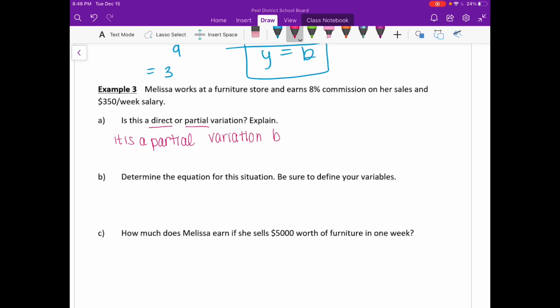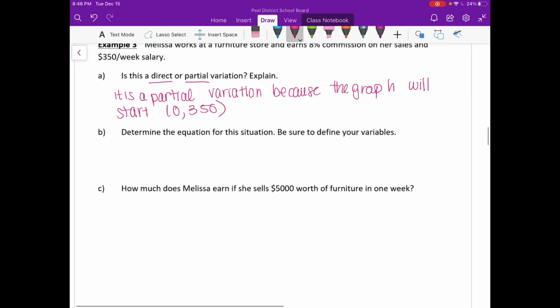because the graph itself will start at 0 and 350, even if she makes no sales. Because even if she makes no sales, she'll at least make $350 a week. So let's figure out the equation for the situation. So if I know it's 0 and 350, I know it's going to be 350 at the end.